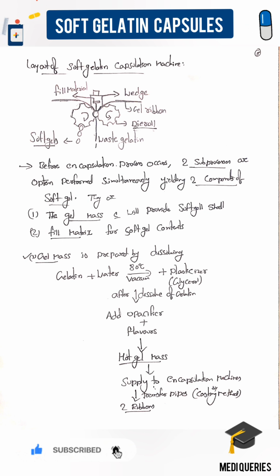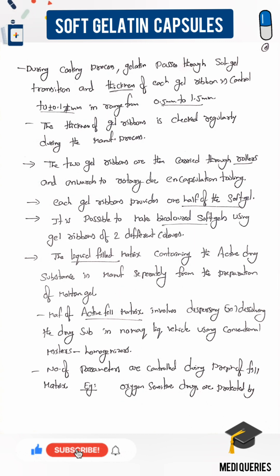Then it is supplied to the encapsulation machine, transferred through pipes. By the casting method, we will get two ribbons of gelatin sheets. During the casting process, the gelatin passes through the sol-gel transition, and the thickness of each gel ribbon is controlled in a range from 0.5 mm to 1.5 mm. The thickness of the gel ribbon is checked regularly during the manufacturing process.